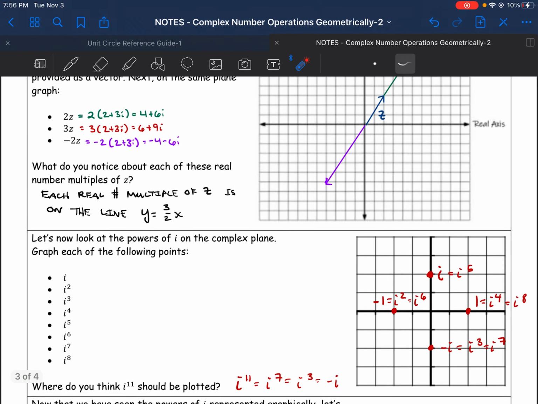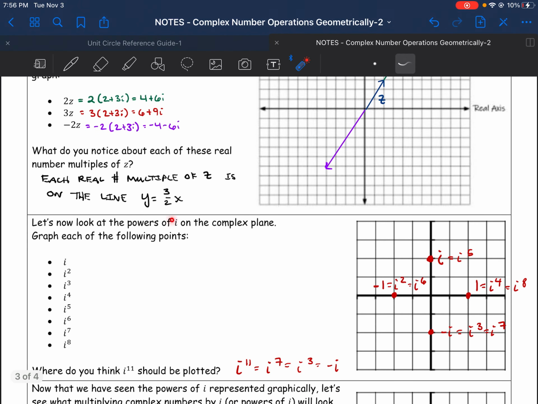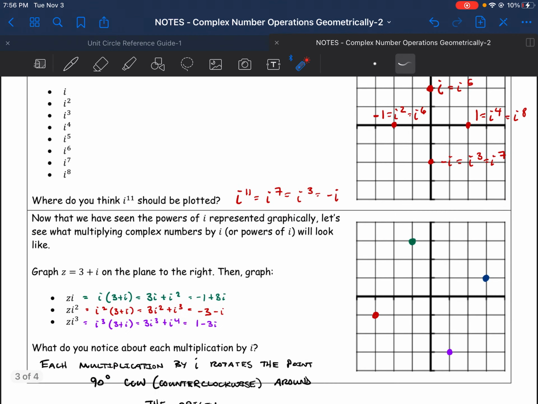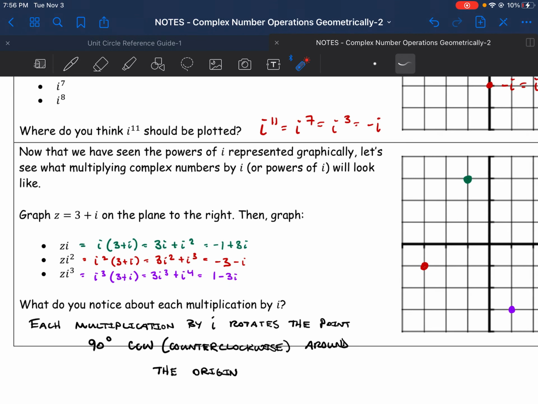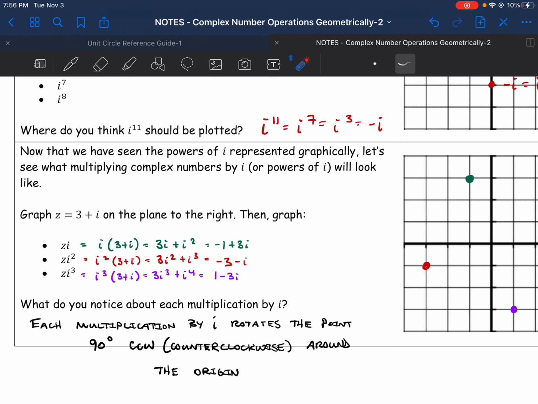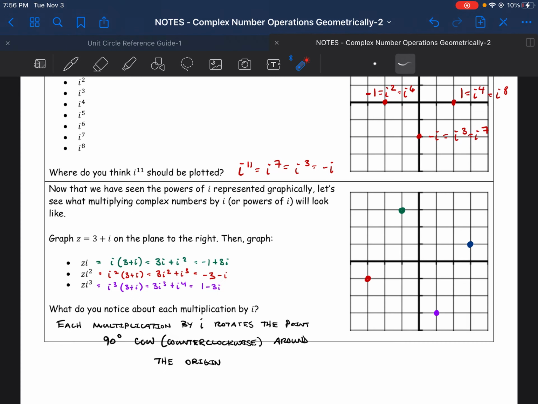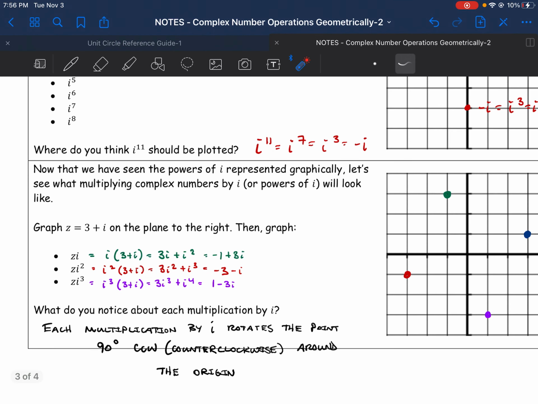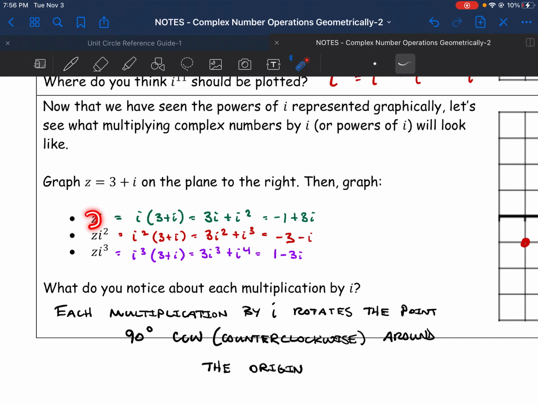And that doesn't just apply to multiplying just i times i. We're going to see here that it also applies to multiplying any complex number times i. And here's the proof here. So let's say that the complex number z is 3 plus i. And I graphed that over here in blue. So here's 3 plus i. Well, let's go ahead and multiply 3 plus i times i. So basically taking the complex number z times i.